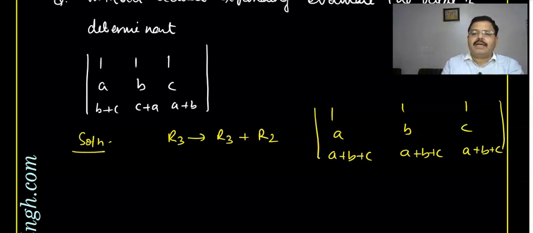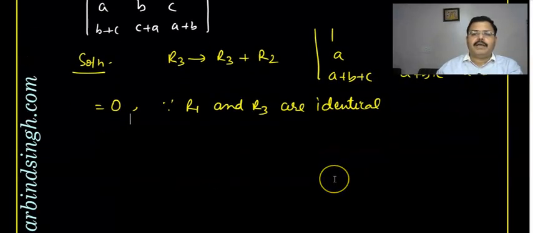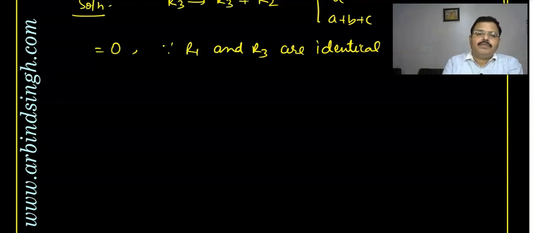So R1 and R3 are identical. Since R1 and R3 are identical, the value of this determinant would be equal to 0. So the value of this determinant is 0. The first property I have used here is that if any determinant has identical rows or columns, then its value will be equal to 0.